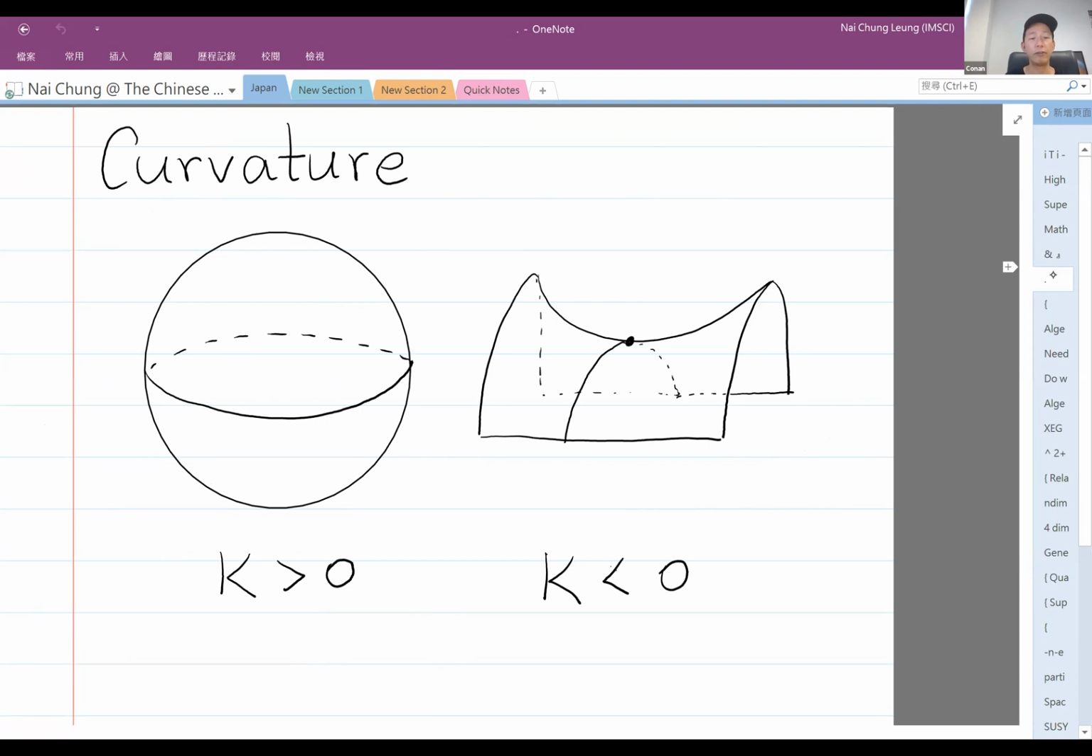So this is the shape of positive and negative curvature. The one on the left is like a sphere with curvature equal to 1. The bigger the sphere is, the smaller the curvature is. Just like the Earth, which looks like a sphere, but the curvature is very small because the radius is very large. So to us, it feels like flat land.